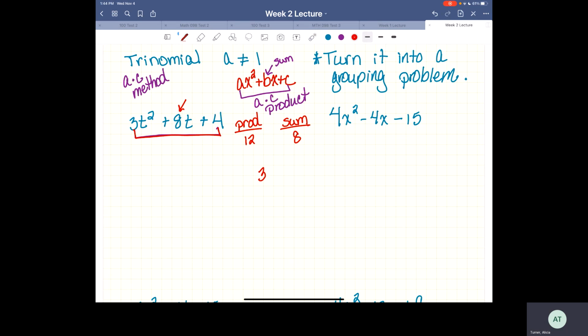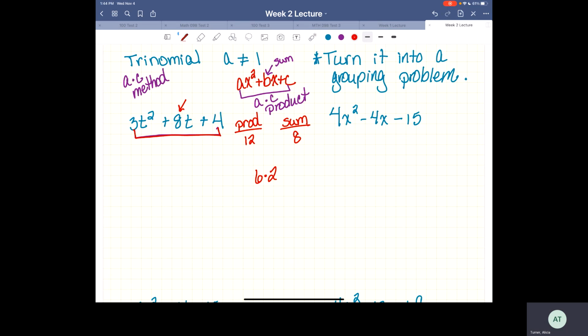I was thinking 3 times 4. 3 times 4 is 12. But when I try to add 3 plus 4, I don't get 8. So those aren't my numbers. Then I remembered that 6 times 2 gives me 12. Now my product is positive, so I'm looking for either both negative or both positive. My sum is positive, so both of my numbers have to be positive. So 6 times 2 is 12, and 6 plus 2 is 8.